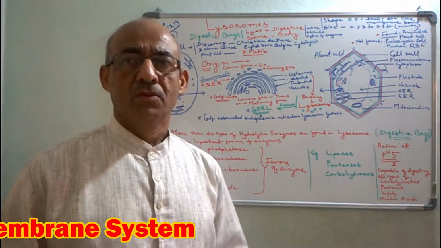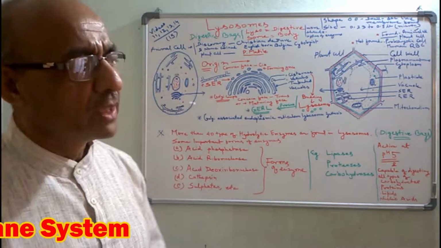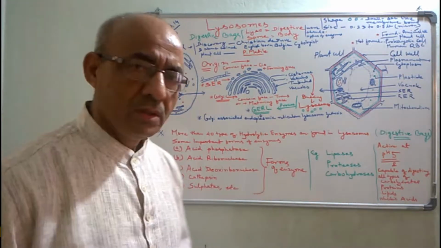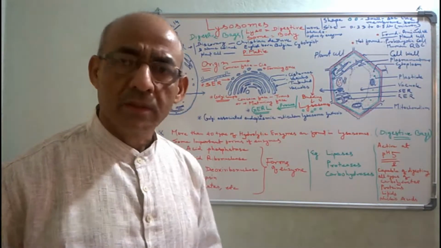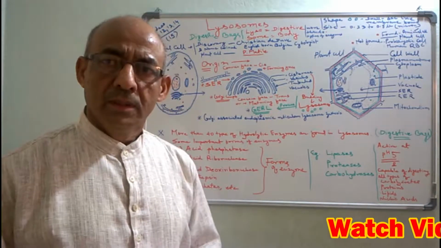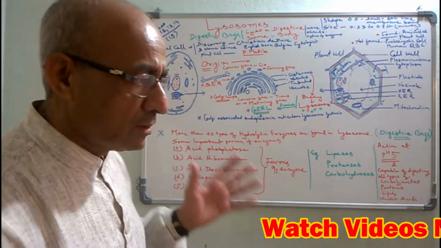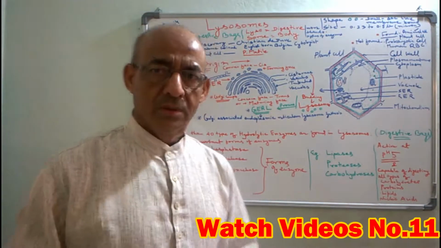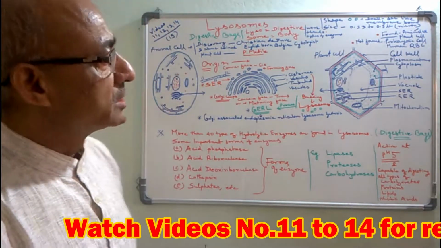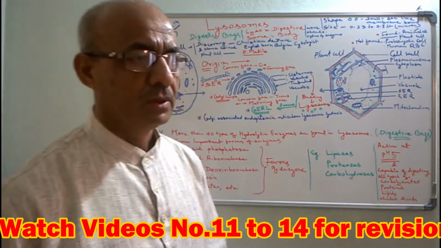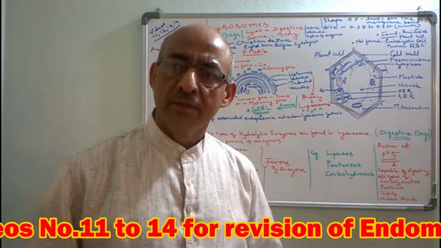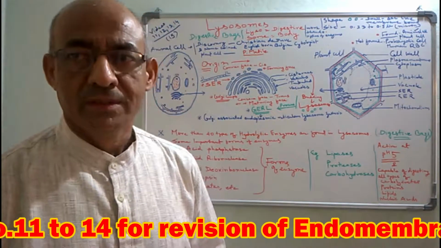Now we will discuss where the lysosomes are found and where they are not found. Normally they are found in all eukaryotic cells, both plant cells and animal cells. But in animal cells they are frequently found; their numbers are greater than in plant cells. Now we will discuss where they are not found. They are not found in any prokaryotic cells, nor in human RBCs, red blood corpuscles.